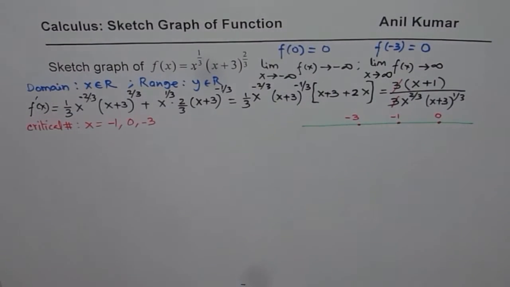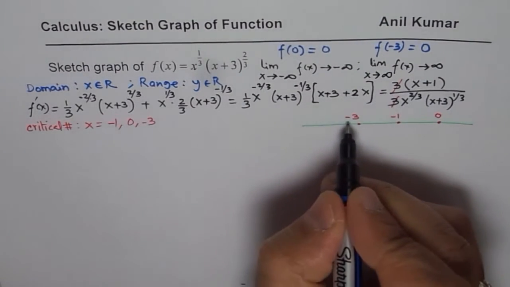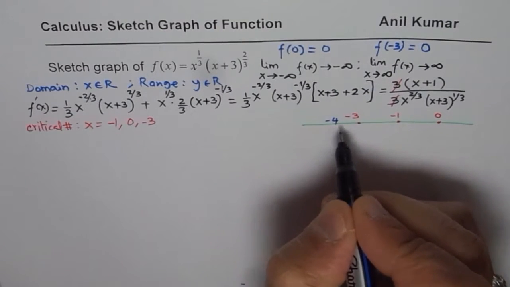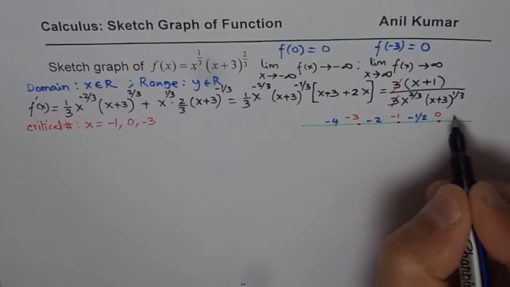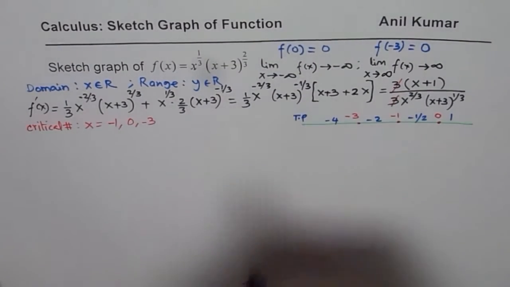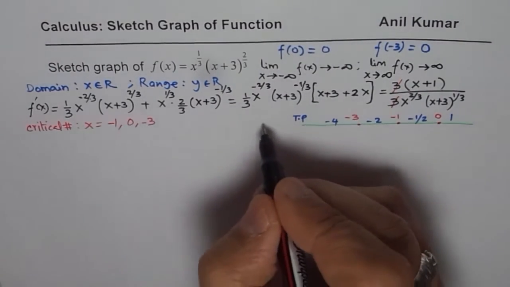Between these critical numbers, we have intervals. From minus infinity to minus 3, we say the test point can be minus 4. The test point here could be minus 2, minus half, and we could take 1 as our test point. So these are the test points for us. Now let us see what happens to the derivative itself.